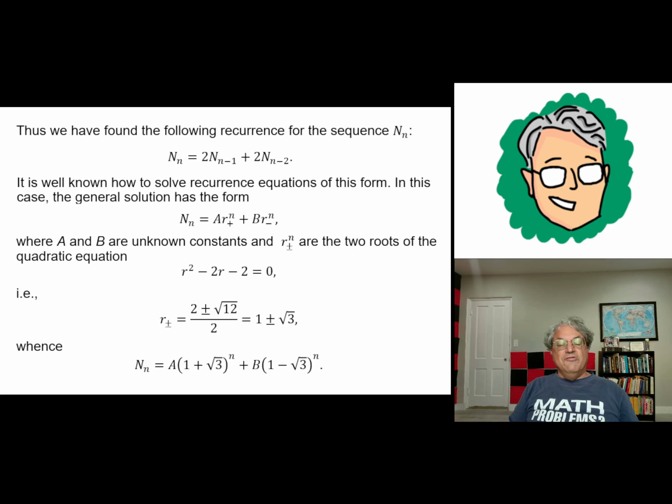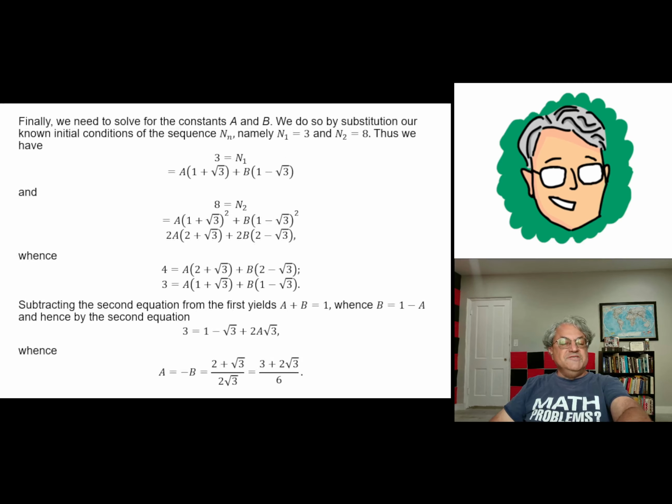So therefore, the general solution to our recurrence is a times 1 plus square root of 3 to the nth power plus b times 1 minus square root of 3 to the nth power. We still don't know what a and b are. We still have to solve for them. But the way we do that is we plug in our initial conditions. So remember, it's easy to check. You can do this by hand very easily.